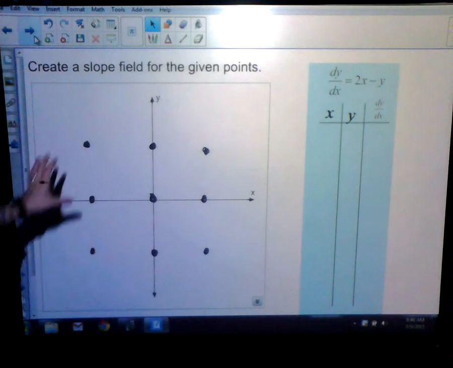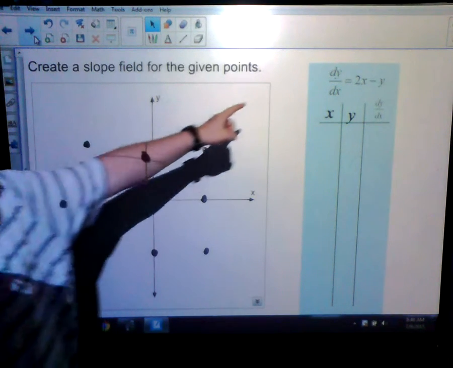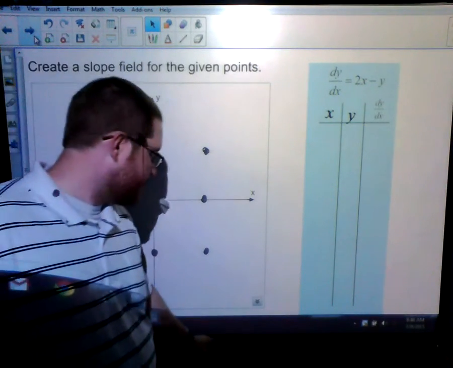They'll give you something that looks like this. It's a graph with a list of points. How many points are here? 9. And they'll give you a derivative, dy/dx = 2x - y in this case.